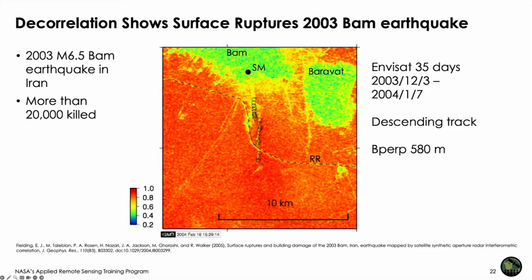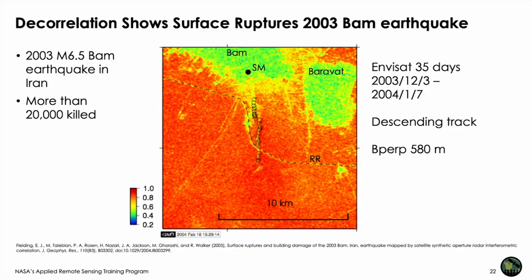And we actually provided this data to our colleagues in the Geological Survey of Iran, and they were able to go to the field and find that there were surface ruptures right along this line of low coherence. And these circles here mark where they were able to map surface ruptures in the field. It was in an area where they didn't expect any surface ruptures. So this InSAR coherence data was a key data set for them to find the surface ruptures in the field.